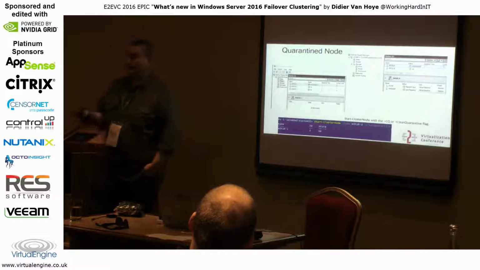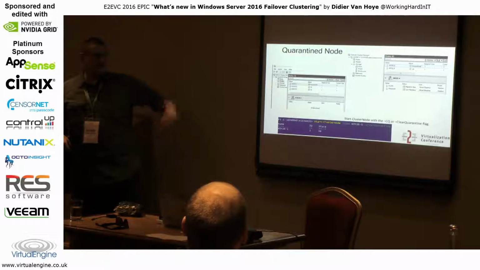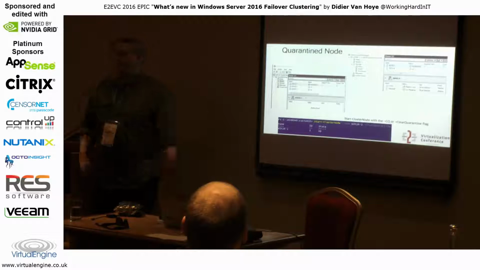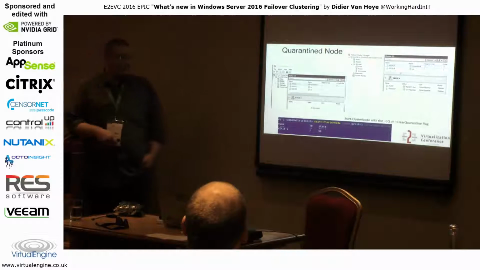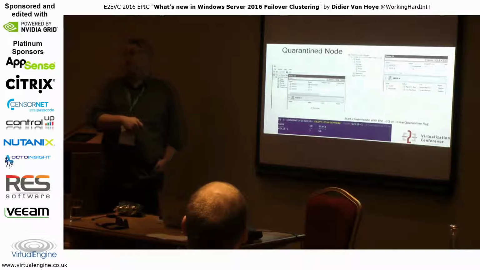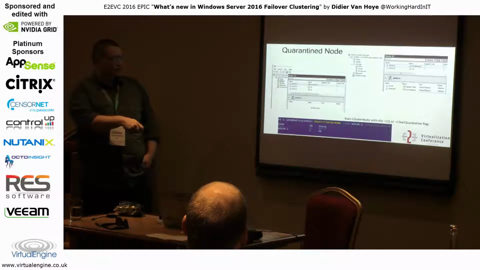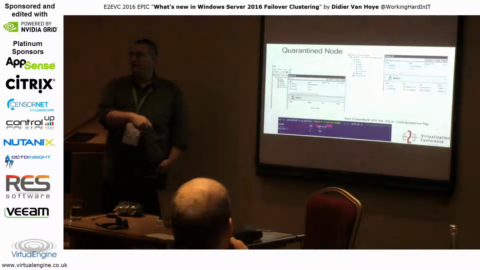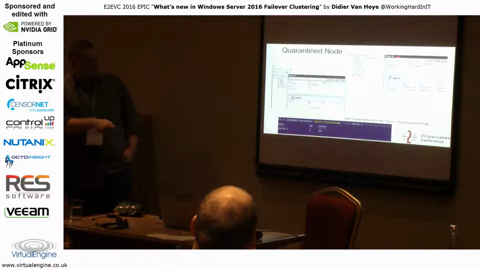And of course, to deal with flapping issues, they have the quarantine mode. So if this happens over and over again, and this is tweakable, normally it's 3 times within an hour, even if the service comes back up, the node will be quarantined for, by default, 2 hours. Gives you the time to fix it. Gives you also the possibility to say, hey, I fixed the issue. Now just rejoin this node to the cluster.